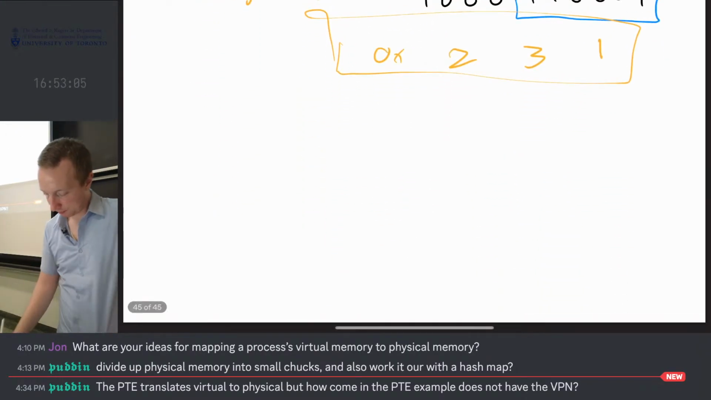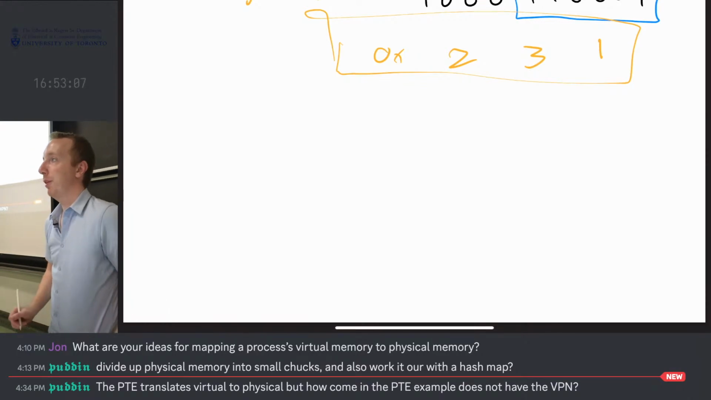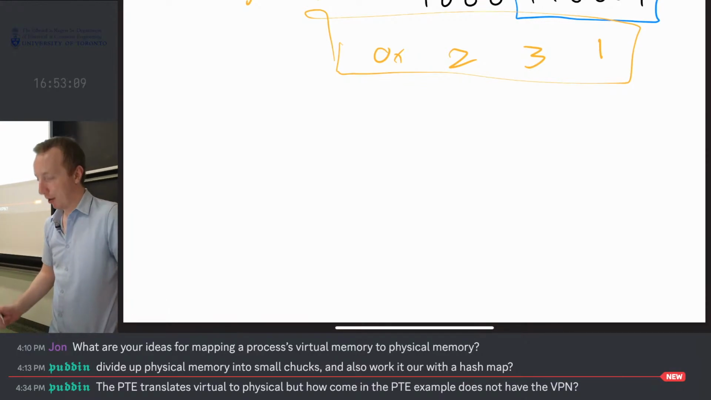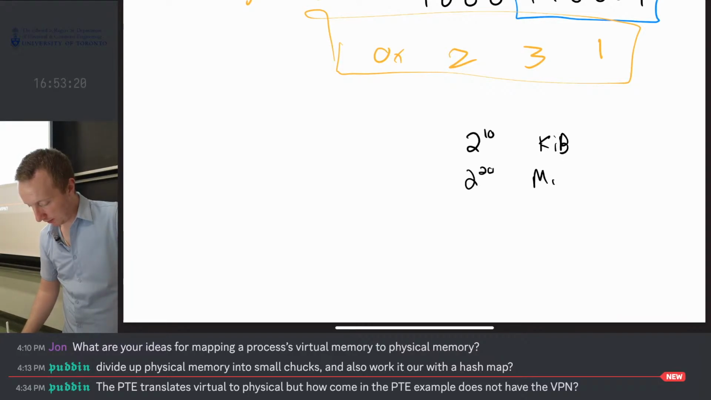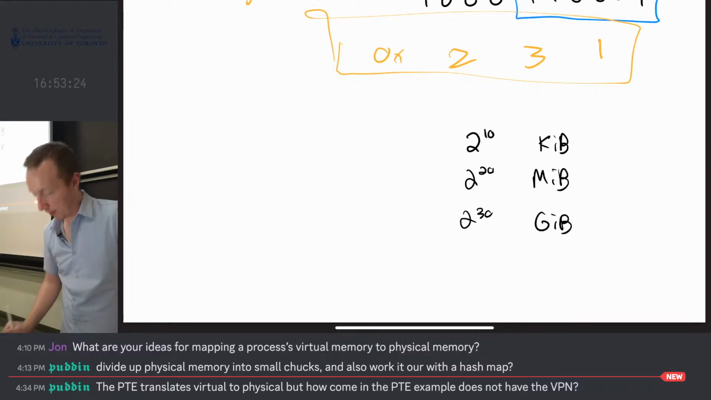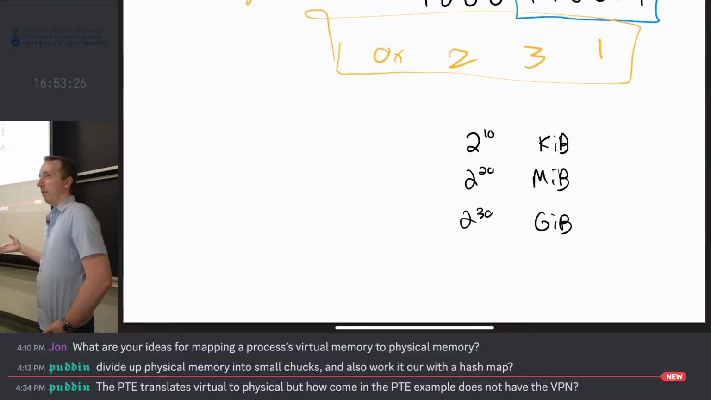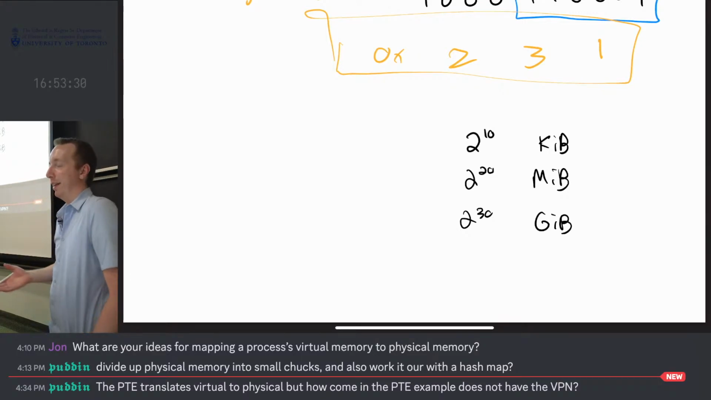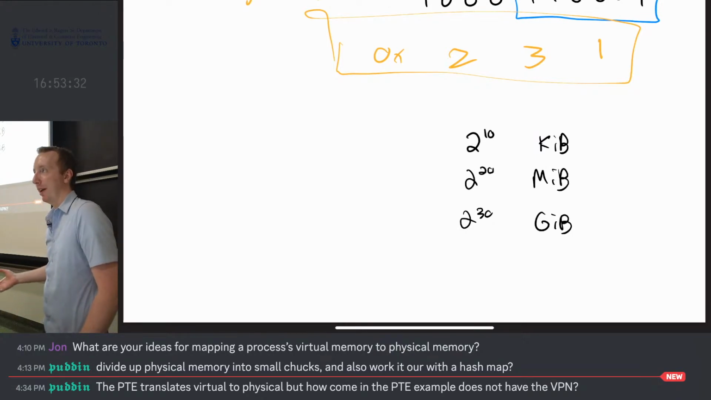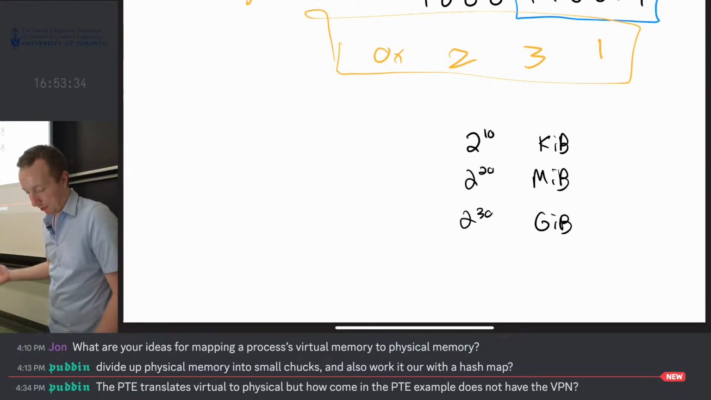In computing, generally we like powers of 2. So 2 to the power of 10 is generally a kilobyte, and I'm going to write an i here. 2 to the power of 20 is a megabyte, and 2 to the power of 30 is a gigabyte. It looks a bit weird, I'm writing that little lowercase i, because a gigabyte is actually not well defined. Neither is a kilobyte, neither is a megabyte.